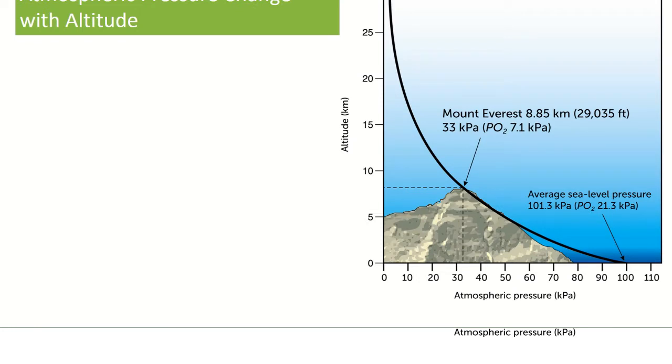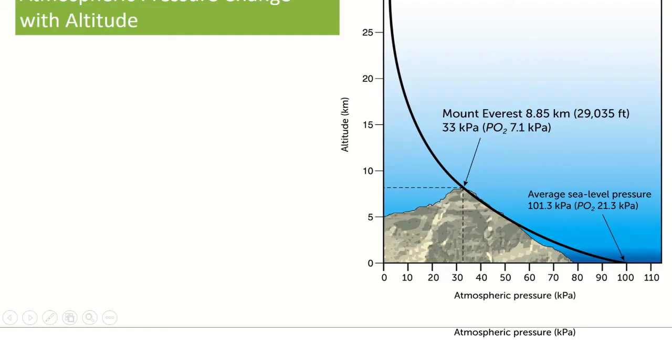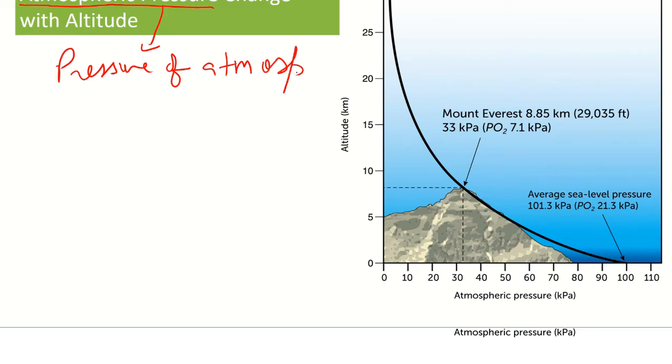In this slide, we will study the atmospheric pressure change with altitude. So here we are talking about the atmospheric pressure. The atmospheric pressure means the pressure of the atmosphere. Atmosphere means of the air, of the environment. So this is the pressure of the atmosphere.